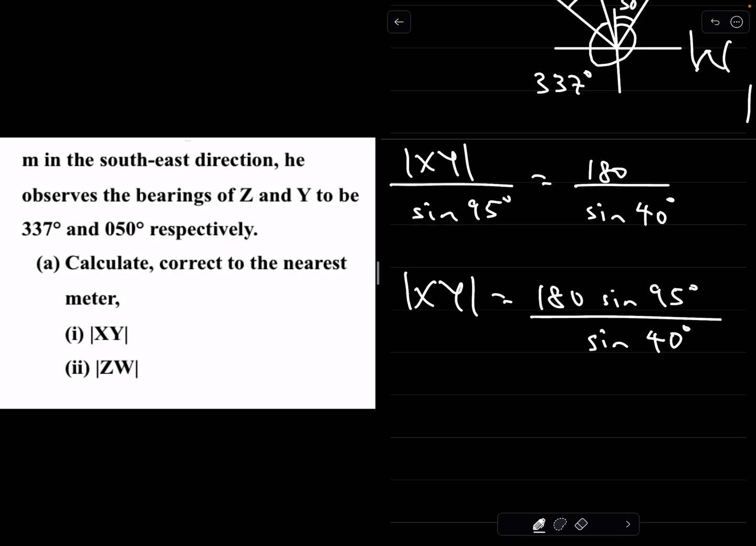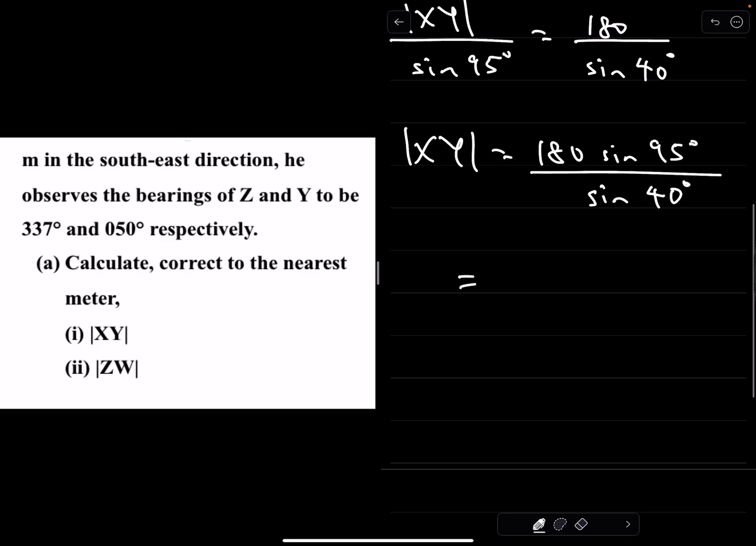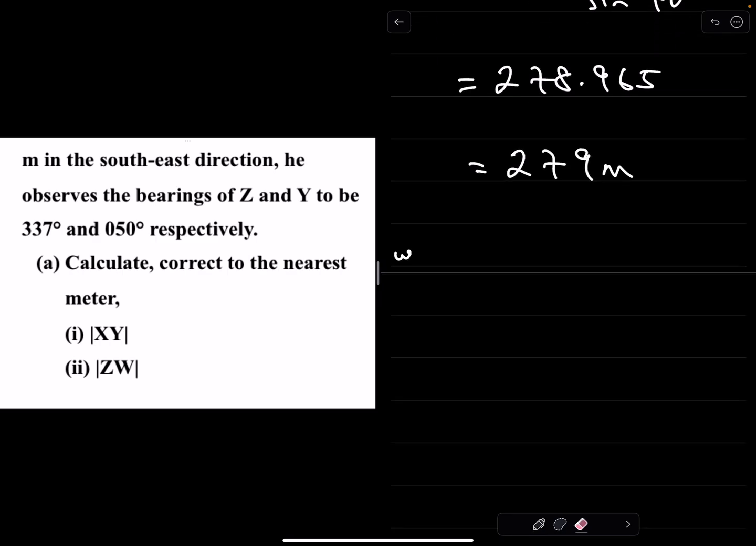Let's see, what does that give us? 180 sine 95 divided by sine 40 degrees, and that's 278.965 meters. They said we should give our answer correct to the nearest meter, and that's simply 279 meters. So we go straight to Roman figure 2, which says find the length ZW.